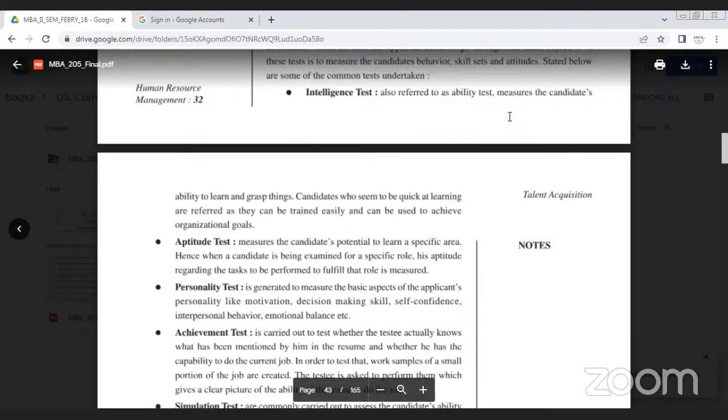Next test type, the personality test, is designed to measure the basic aspects of the applicant's personality, like motivation, decision making skills, self-confidence, interpersonal behavior, emotional balance, etc. This is a personality test.